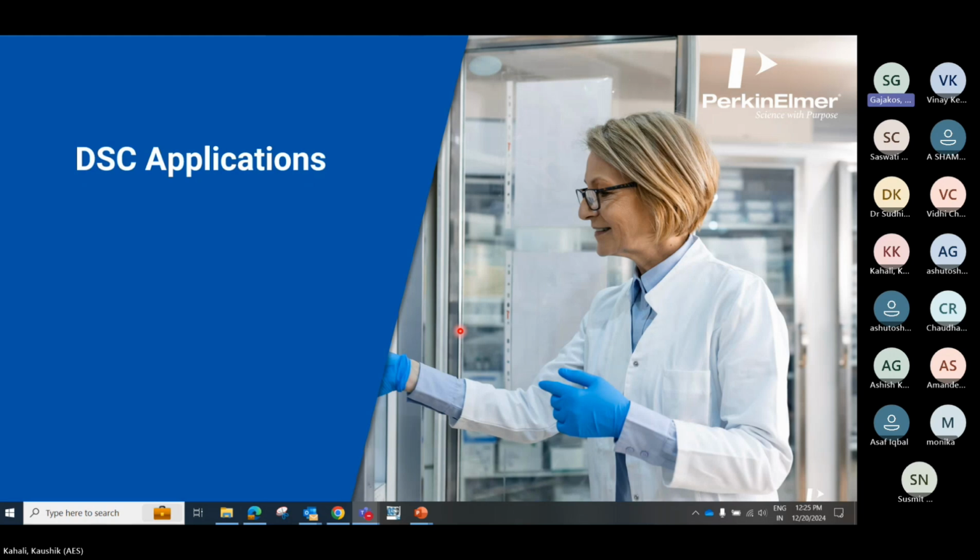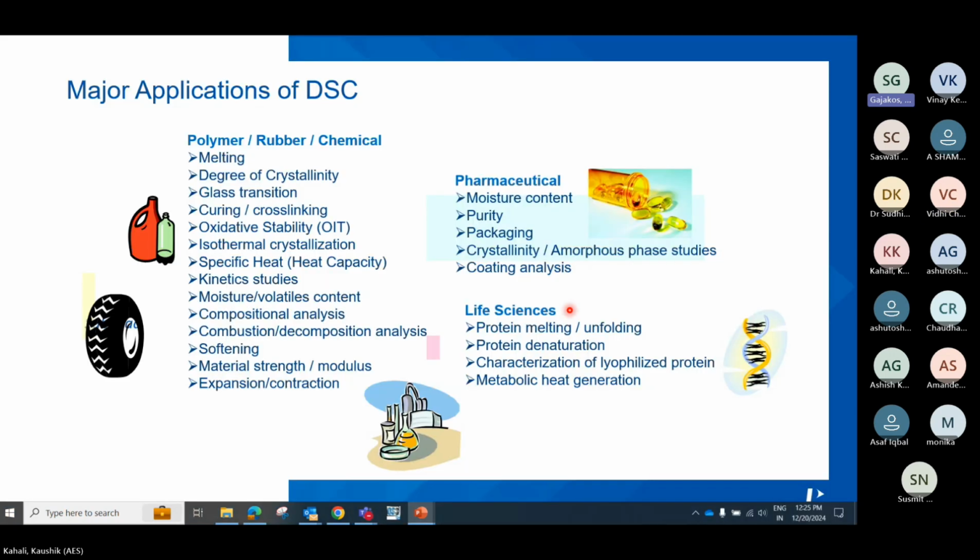Thanks for going through the instrumentation and the offerings from our side for the differential scanning calorimeter. We will now discuss the applications which we can do with the help of DSC. You can see the major applications of DSC are from a different variety of materials, and different industries working on these materials.